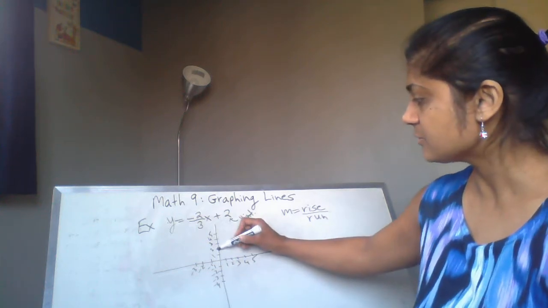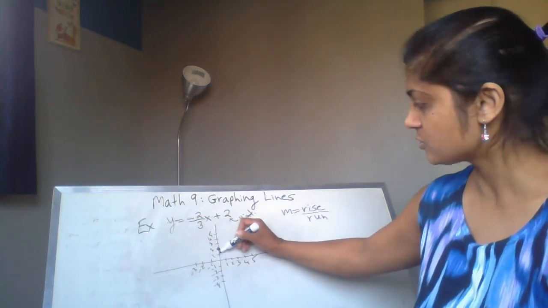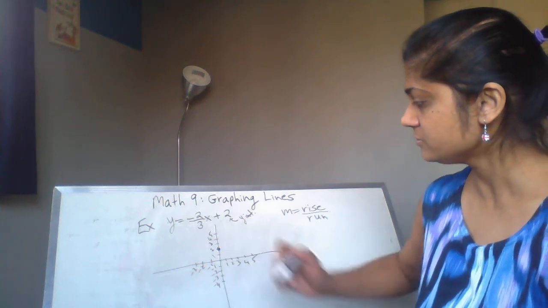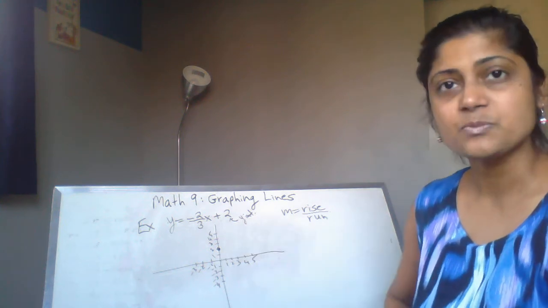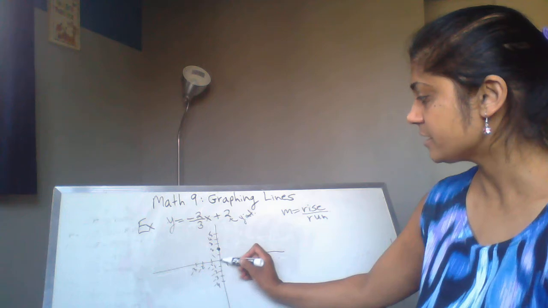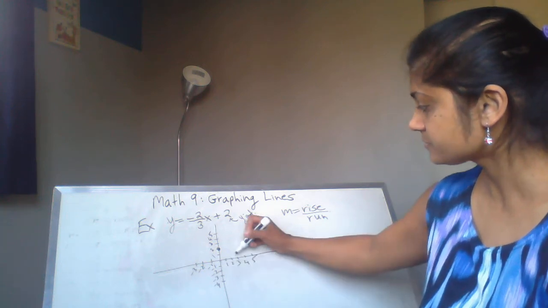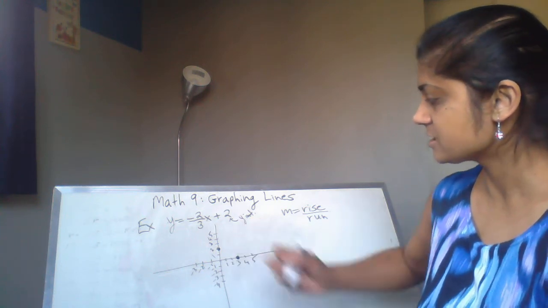So from here, I'm not going up. I'm actually going down. So 1, 2, I'm at the origin here. And then the run is positive 3, so I have to go to the right. So 1, 2, 3. And I'm going to make a dot.